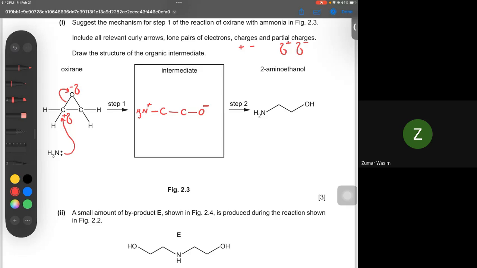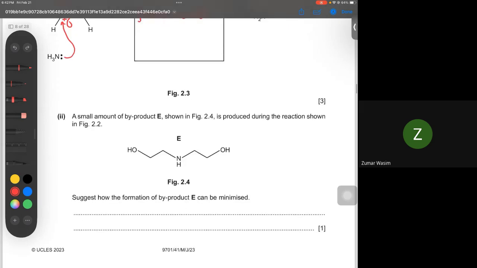So this is your intermediate, and finally it would be reacting with H. Okay, so it would be forming this compound. They have given you the final compound, so we just have to draw the structure of the intermediate. This is of 3 marks.